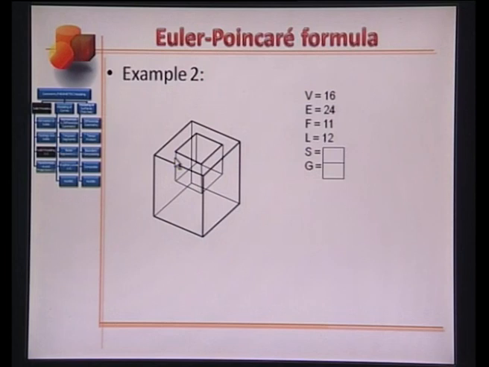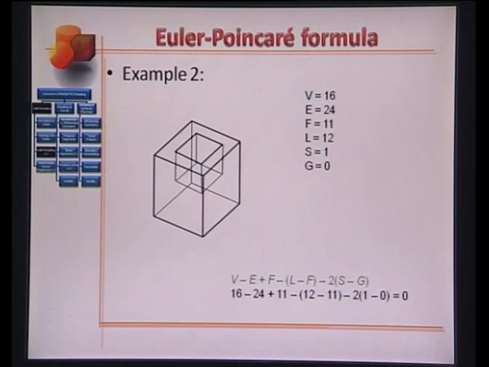The number of loops will be 12. How? 6 loops corresponding to the outer cube and 6 loops corresponding to the pothole. The shell value is still 1 because we still have one bounding surface that we see, and the genus value is 0. If we plug in these values in the Euler-Poincaré formula, we again see that the right hand side is 0.